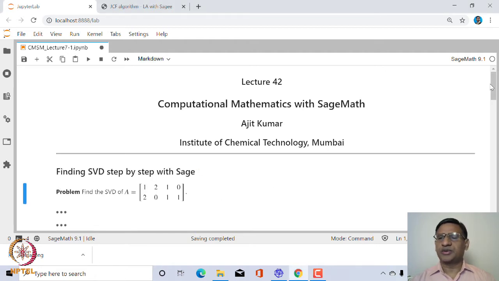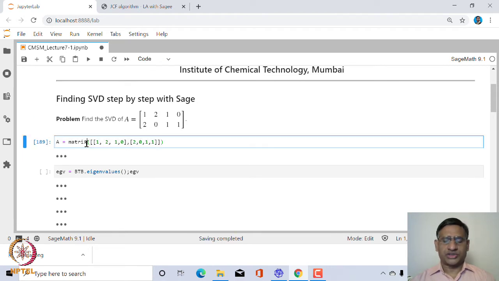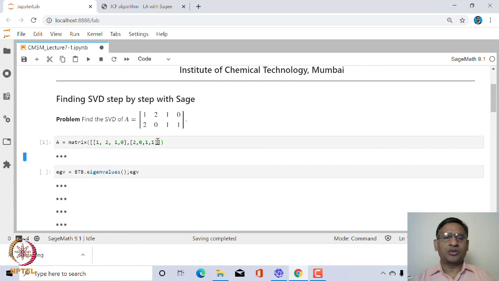Suppose we have a matrix A which is a 2 cross 4 matrix. We want to find its singular value decomposition. So first let us define this matrix A. Now instead of finding the singular value decomposition of A, we will find the singular value decomposition of A transpose. A transpose is going to be a 4 cross 2 matrix, and in that case the matrix V in the singular value decomposition will be 2 cross 2.